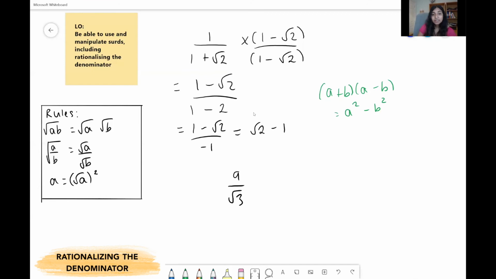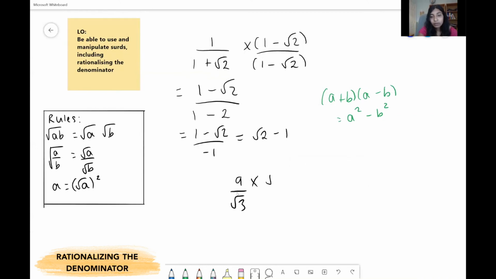Another example, let's say you have 9 over root 3. To rationalize this, you just want to turn the bottom, the new denominator, into a whole number. So you can refer back to this rule. If you square root 3, you'll just get 3. So you just multiply the top and bottom by root 3, and then you get 9 root 3 over 3, which you can simplify further. You could just cancel out the 3, so you'll just get 3 root 3.